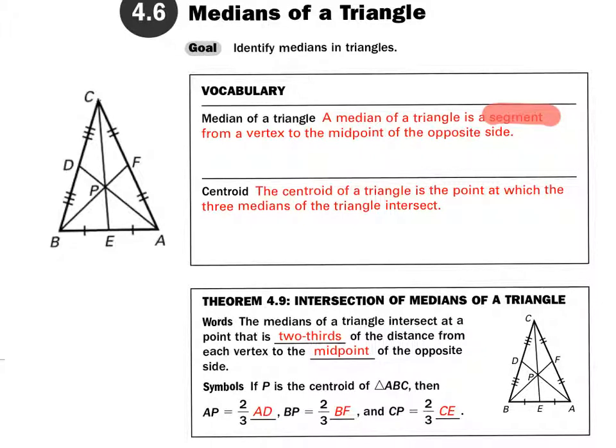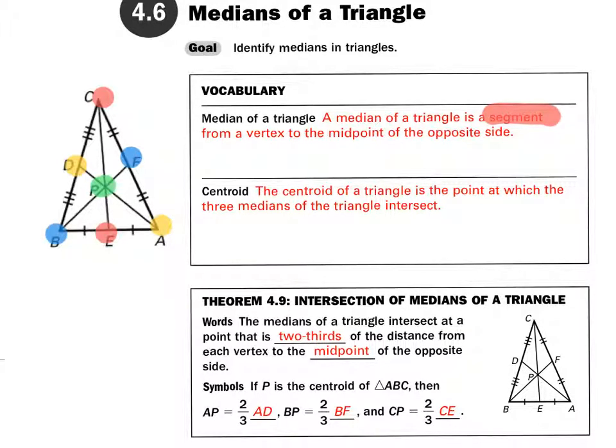In other words, if I take the vertex C to the midpoint of the opposite side, that would be E. So the segment CE is the median. And by the same definition, B is a vertex and F is the midpoint of AC, which is opposite of B. And the third one is A is the vertex and D is the midpoint. So the segment AD is the median of the triangle. And obviously, for triangles, there are three medians right here.